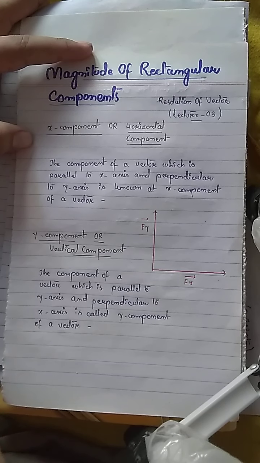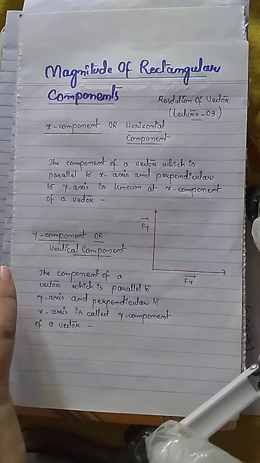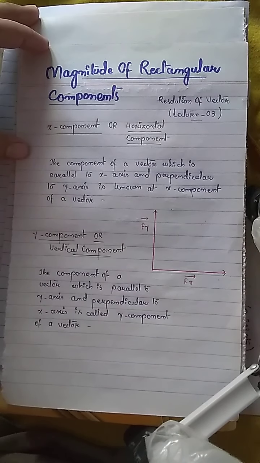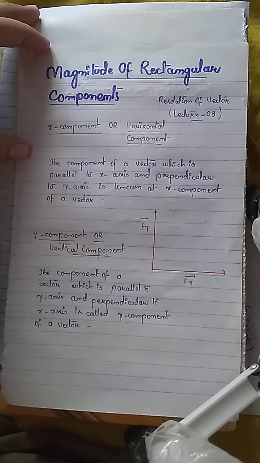The direction of the x component of the vector is always 0 degree, whereas the y component is the component of the vector which is lying parallel to the y component, or we can say perpendicular to the x component. And we know that the direction of the y component is always 90 degree from the horizontal.